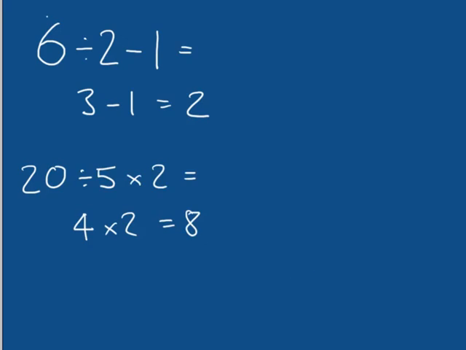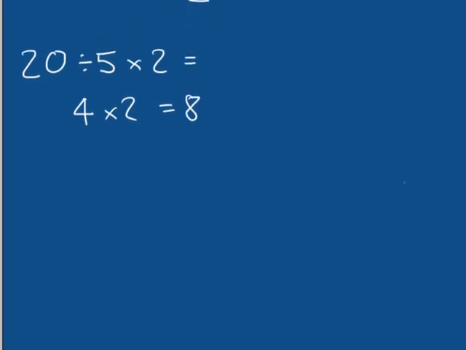We would get the wrong value if we were to not work from left to right. If we were to instead evaluate the multiplication before the division, we're going to get the wrong answer. So if we're to evaluate that multiplication, 5 times 2 gives us 10. 20 divided by 10 we know is equal to 2. This is the wrong answer. We've seen the correct answer is 8. So if we were to evaluate it in the wrong order, we may well get the wrong answer. So it's always working from left to right.